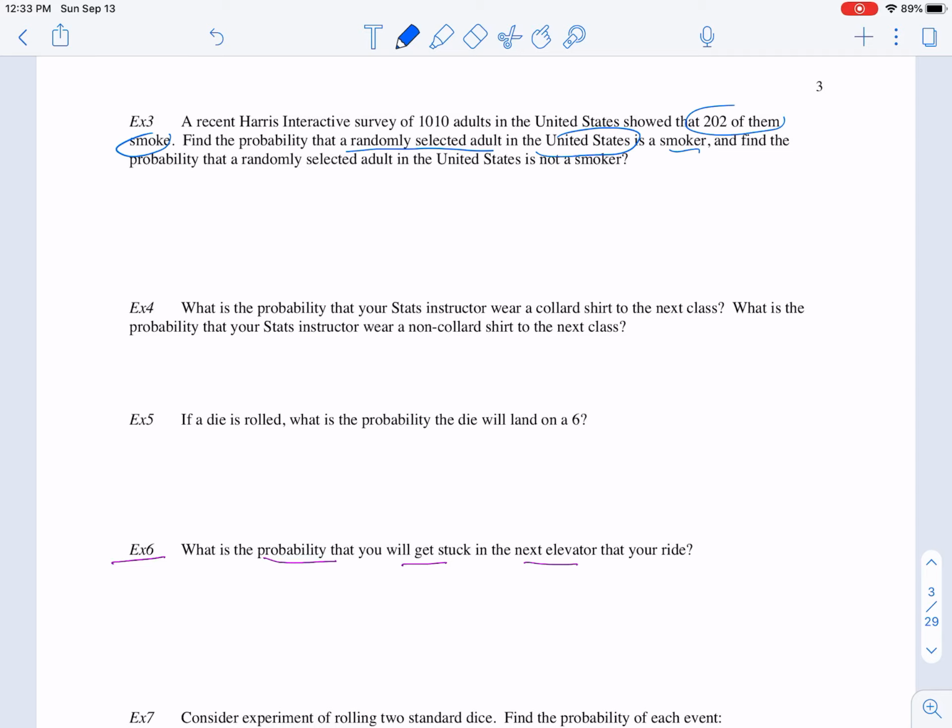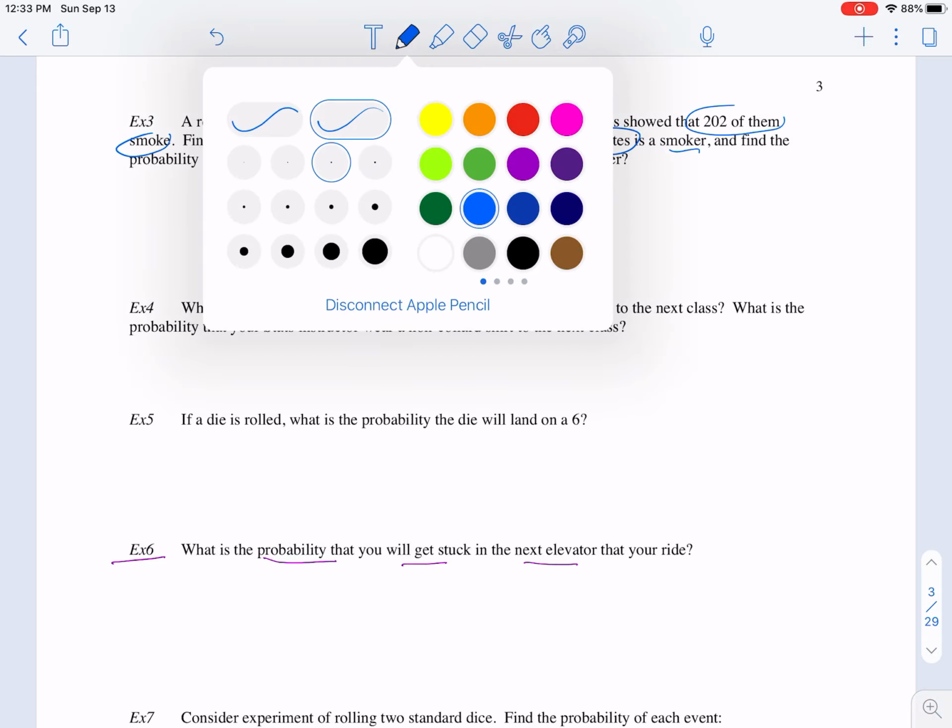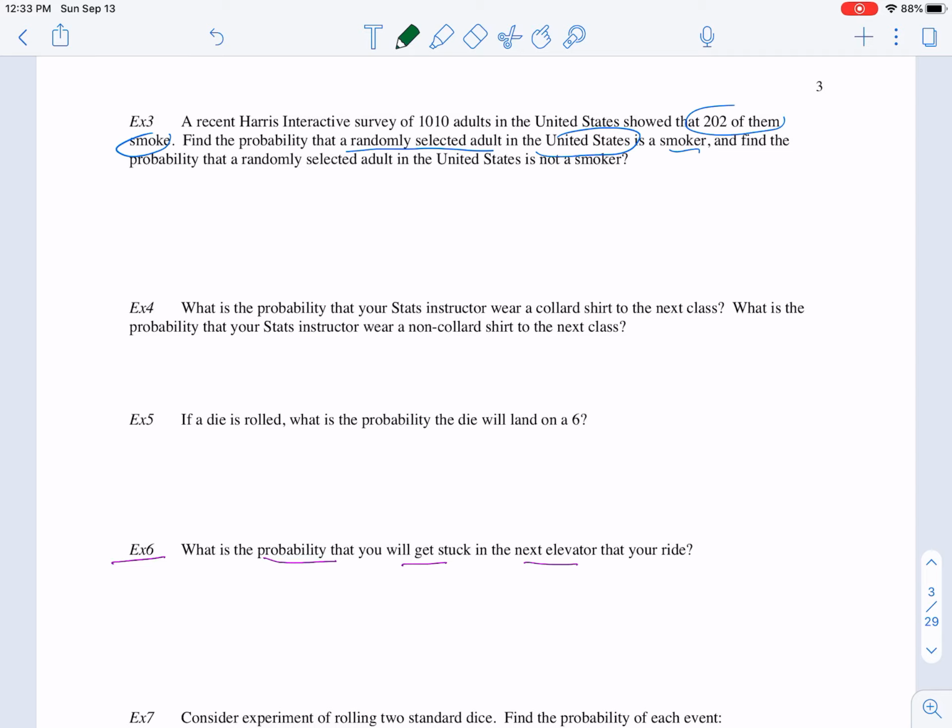So in this case, we are using the relative frequency approach because we are conducting a survey and using the result from the survey to estimate the probability. If we have 202 out of 1,010 that smoke, we can say that the approximate probability that any randomly selected adult on the street in the United States is a smoker is around 202 over 1,010.